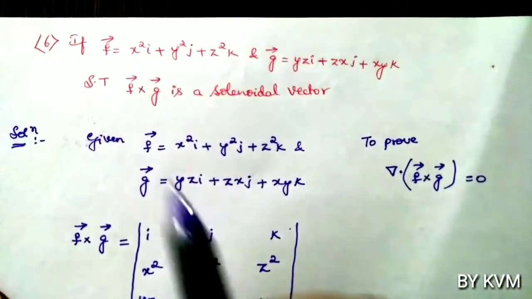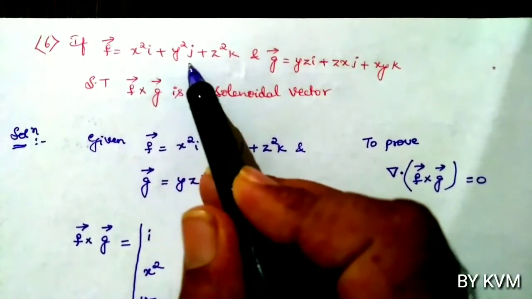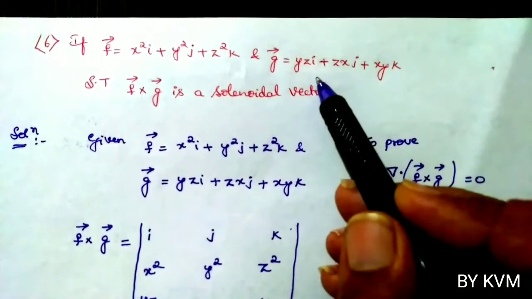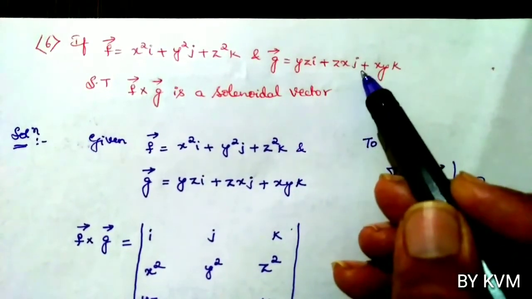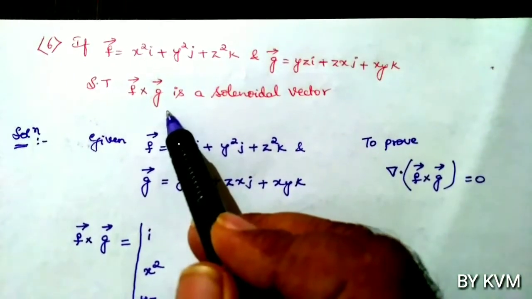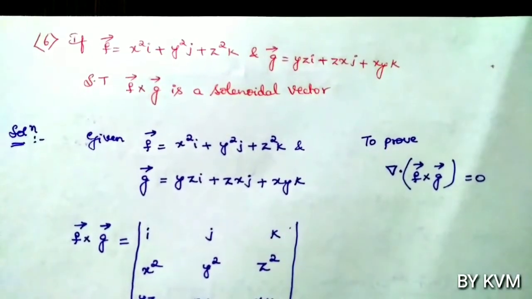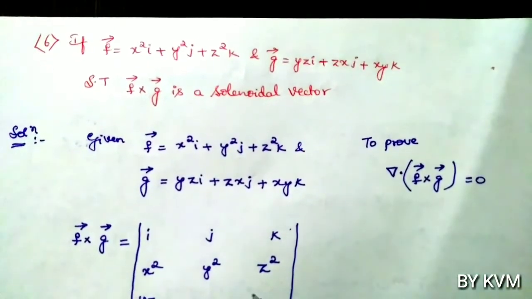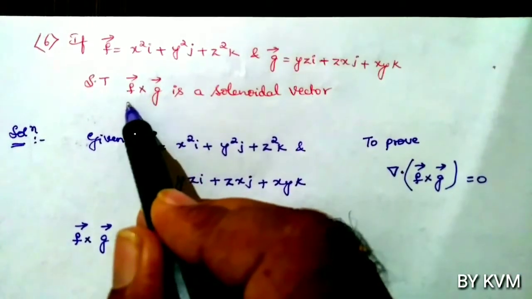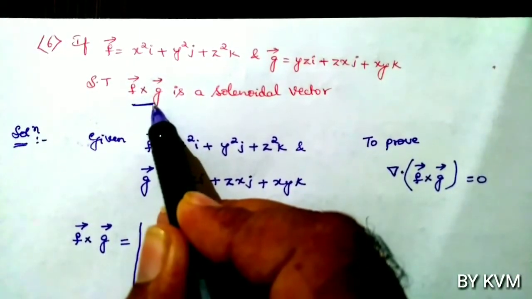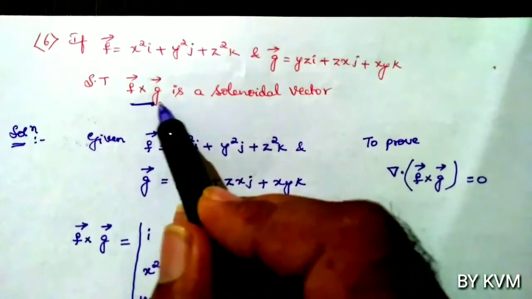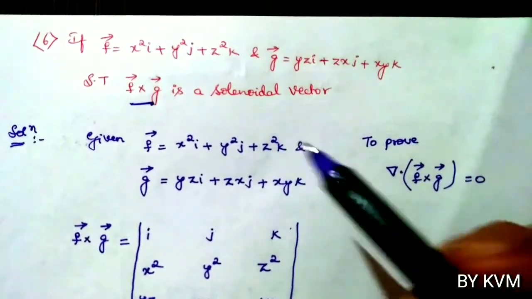Go to the next problem. If vector f equals x² into i plus y² into j plus z² into k, and vector g equals yz into i plus zx into j plus xy into k, show that vector f cross vector g is a solenoidal vector. So here two vectors are given. So first we have to find vector f cross vector g, means we have to find the cross product of these two vectors. After that we have to show that this cross product of these two vectors is a solenoidal vector.